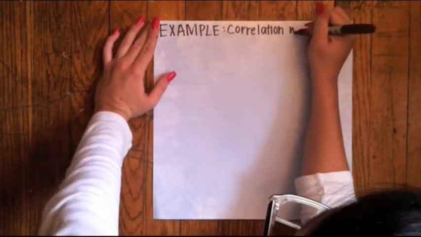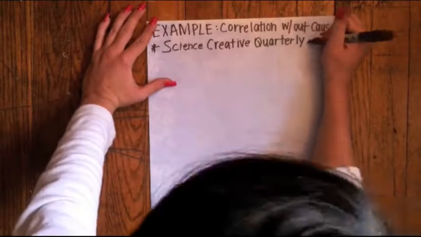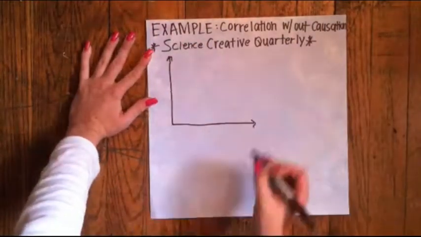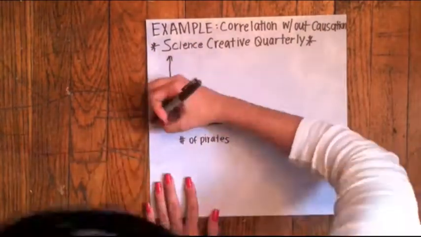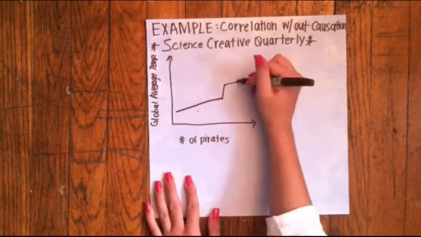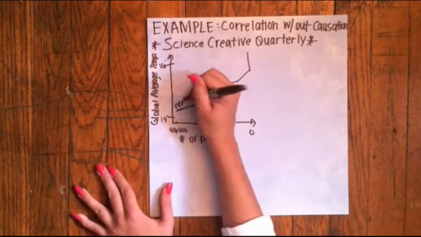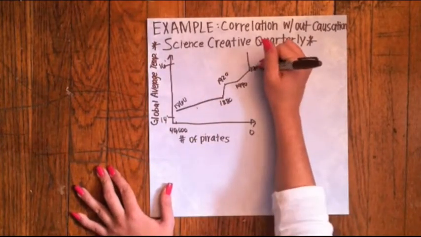Now we're going to look at an example of correlation without causation. The Science Creative Quarterly published an article that held this graph. The graph shows global average temperature on the y-axis and the number of pirates on the x-axis. It shows a positive correlation, which means that the lower the piracy levels, the higher the global average temperature.